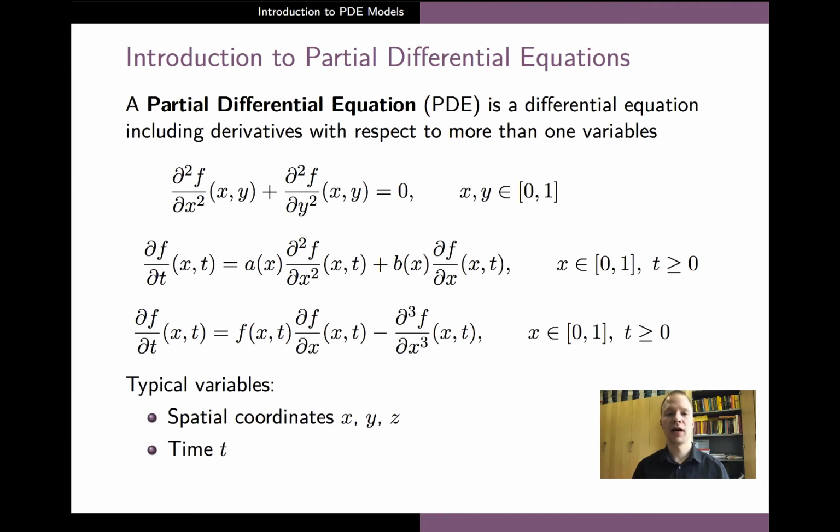And the most typical variables encountered in the PDEs that model real-world phenomena include the spatial variables x and possibly y and/or z, depending on whether we're considering a one-dimensional or multi-dimensional situation. And also the variable t, denoting time, is a very common variable to include in such models as well. But it should also be noted that other variables are possible as well.